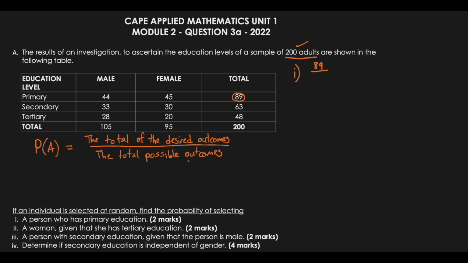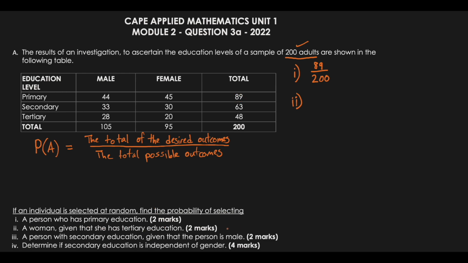Now when we are talking about the total possible outcomes in this instance, we are talking about the number of people we are choosing from. So remember, we're choosing from 200 adults. So from 200 adults, there's a chance of us picking 89 people who had primary education. So therefore, the probability would be 89, which is the desired outcome, having primary education, over the total number of adults that we can choose from, which would be 200.